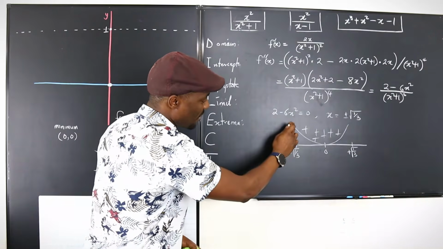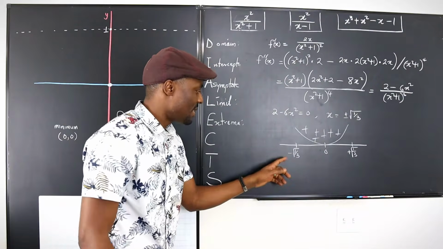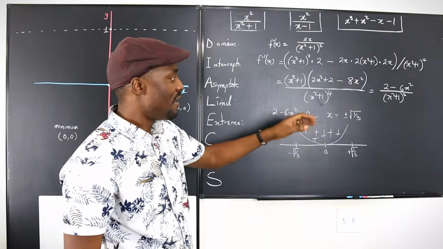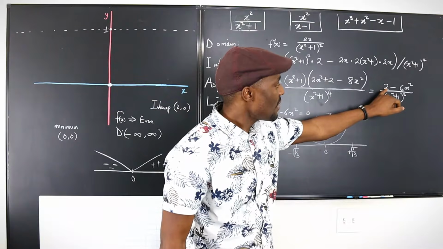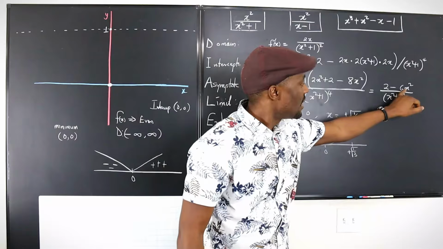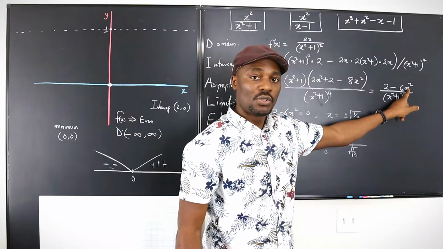Now let's go from this region. Before this region, what's happening? Let's pick a number that's less than negative 1. Square root of 1, negative 1 is a good number. Plug in negative 1 here. What you're going to have is 2 minus, well, if you put negative 1 here, this is going to be squared.